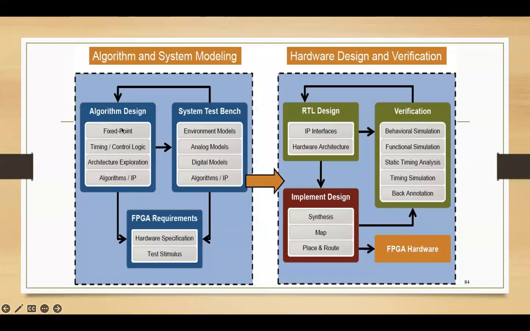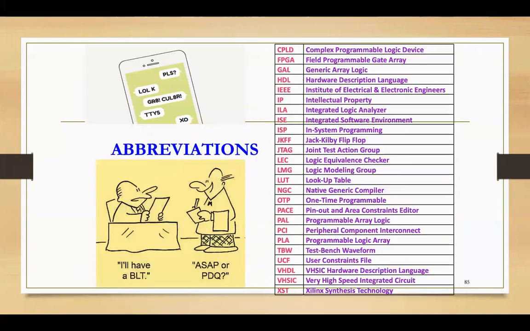So here again in algorithm, you have fixed point, timing, architecture. Okay, then here with system bench, you have analog models, digital models. So for any design, right, you need to have some certain models, just like how you create a library, and in that library, you combine, and then you can call it whenever you want. You write a program and then you can call it, right? Just like that. So these are some of the important abbreviations that you will have to know, right? CPLD, FPGA, right? LEC, LUT. So all these abbreviations are important.